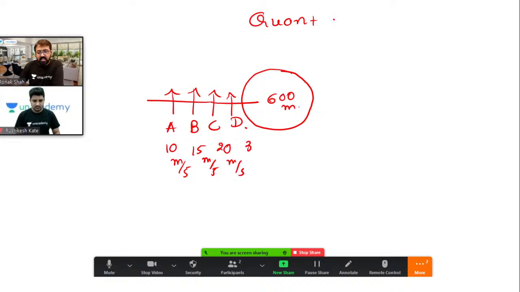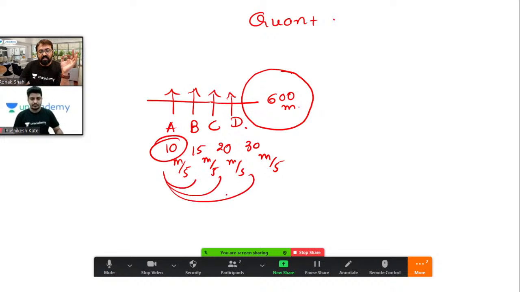Now if they are running in the same direction, the question was when will they meet for the first time. So guys, for the first time they'll meet when the first person, the fastest one, has taken a lead over everyone else. So what you can do is find out when A and B will meet for the first time, then when A and C will meet for the first time, and so on and so forth, and then you can find out the common point of time when all 4 will meet for the first time, right? It can be solved in this way.